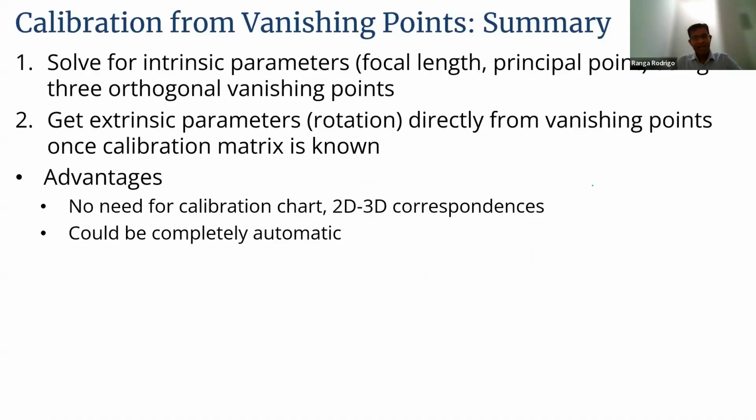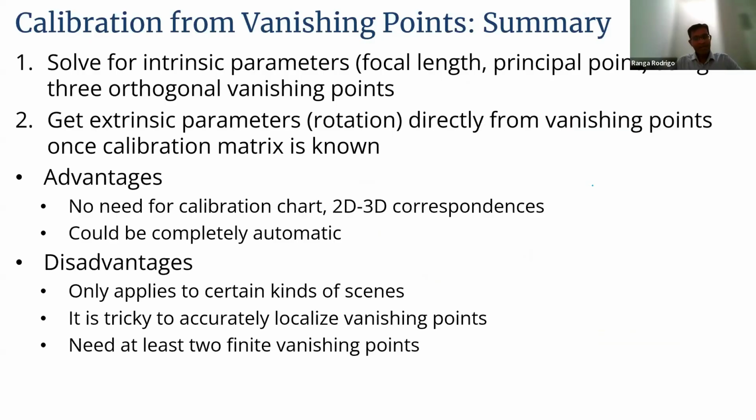Advantage: no calibration chart or 3D-2D correspondences are required. This could be completely automatic. This advantage only applies to certain kinds of scenes. It is tricky to accurately localize vanishing points. Need at least 2 finite vanishing points.